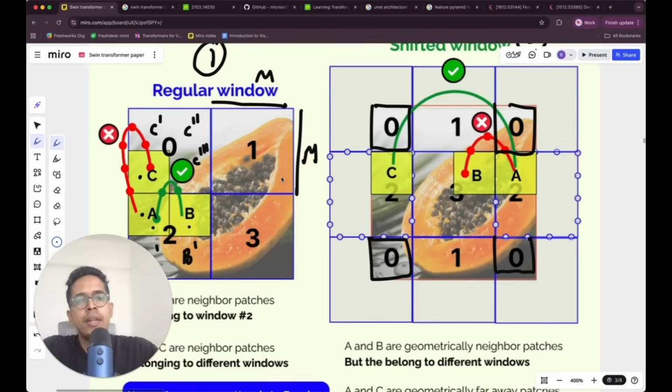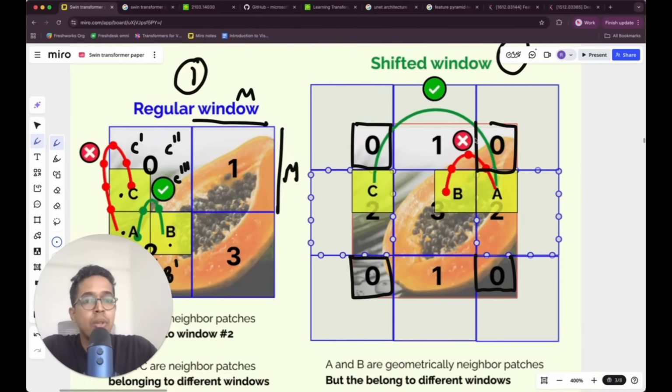But now look at it in shifted window. In shifted window, their window IDs are the same. It's all 0, which means those are the 4 patches which will pay attention to each other in window number 0. Now let's look at one more example.